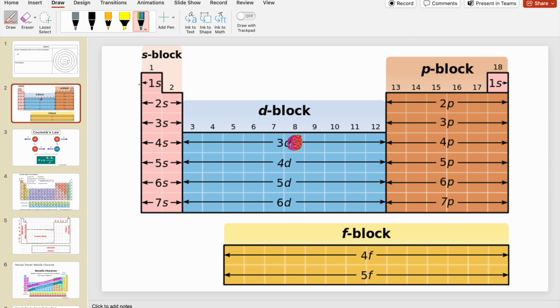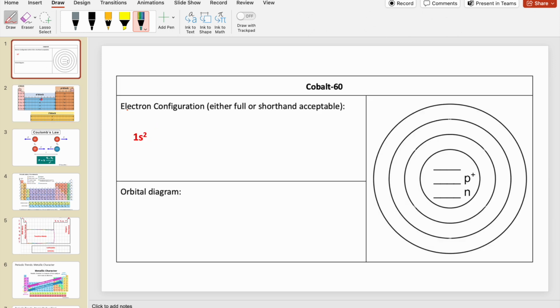So to do configuration for that, we're going to start with the 1s column and work our way down. So we have 1s2 to start. Every single time you do configuration, you're always going to start with 1s2. And the way that looks for orbital diagram will be a line with 2 electrons. We're only going to do the orbital diagram for the last electrons.